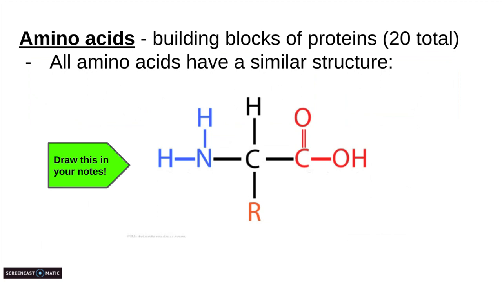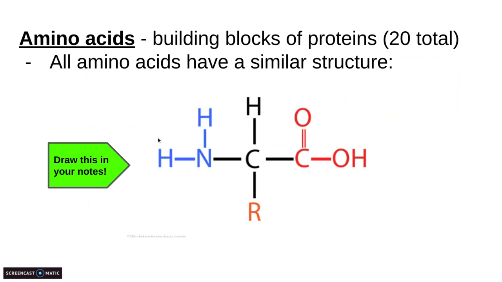There are 20 different amino acids. We saw some examples on the previous slide. But think about DNA. DNA also has building blocks. The building blocks are nucleotides. There are 4 different building blocks, right? There's a building block that has an A for a base, a T for a base, a C, and a G. With amino acids, we have 20 different ones.